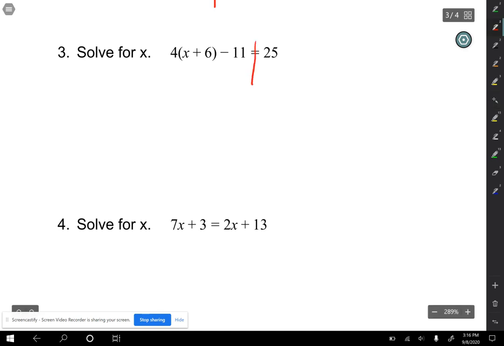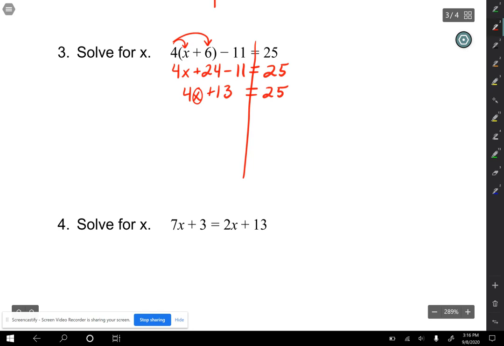Same thing for number 3. We're going to draw our line down through the sign, but this one I'm going to distribute the 4 first before we begin. So 4 times x gave me 4x. 4 times 6 is 24 minus the 11 equals 25. Now I'm going to combine my 24 with my 11 to get 13 to equal the 25.